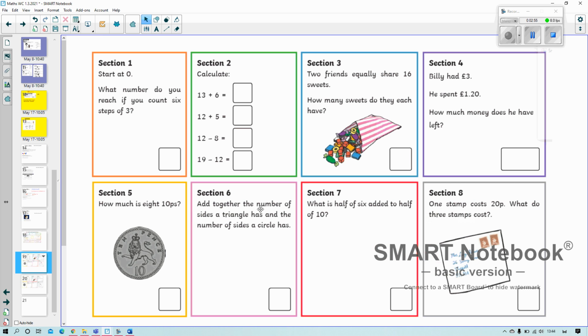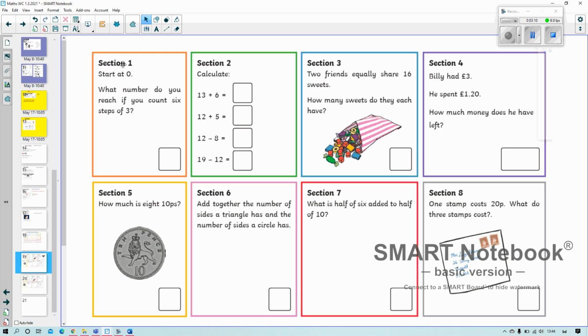The next part is a fluency quiz. So each section has got a slightly different maths skill. There's number, there's counting, there's adding, there's sharing, there's all sorts of different things. And have a go at which ones you can come up with.